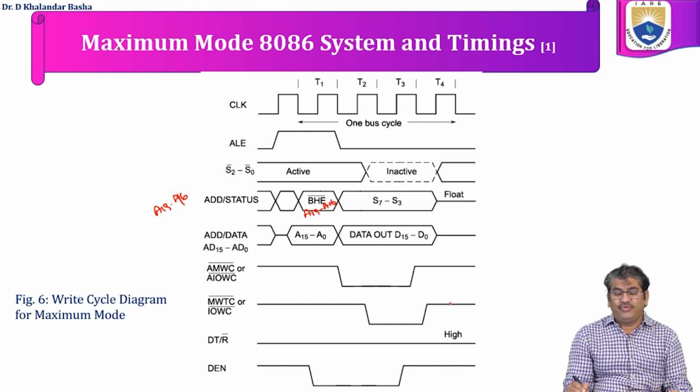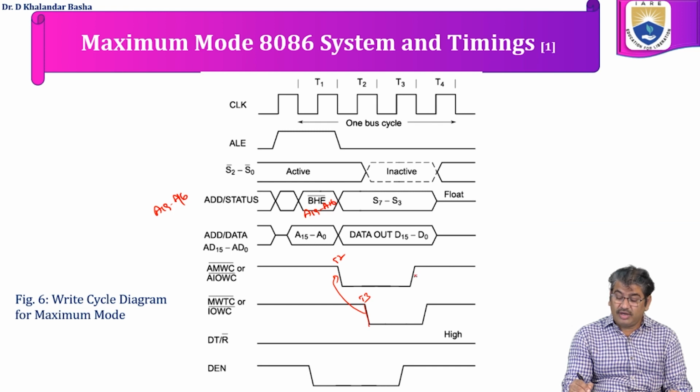In maximum mode, before the generation of a memory write cycle, one clock pulse in advance, that is at T2 time, the advanced write command will be active, whereas the memory write command will be activated after one clock pulse. Similarly for the IO write stage. The deactivation of the advanced memory write command or IO write command will take place a little earlier than the normal memory write command and IO write command.